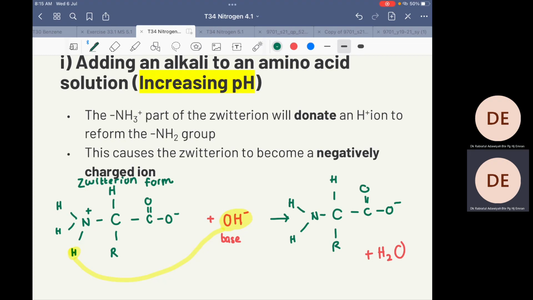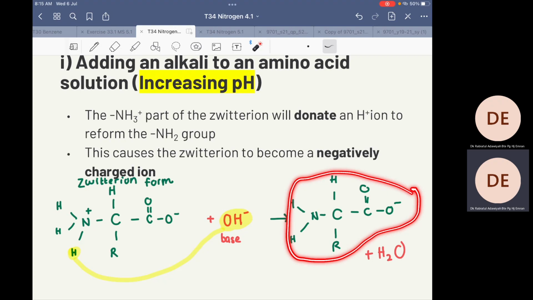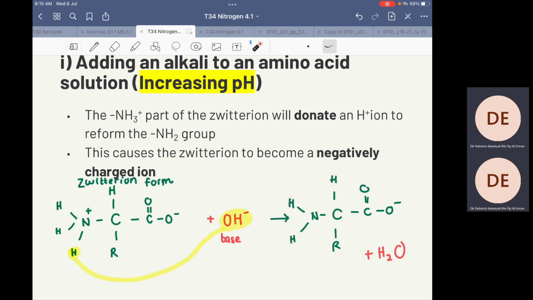Okay, now this is in an alkaline condition. What can you say about the charge of the amino acid in an alkali condition? Overall charge of the amino acid. Is it neutral still? No, it's now negatively charged.